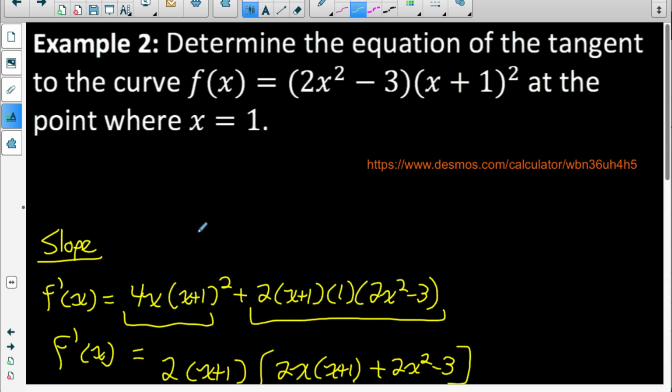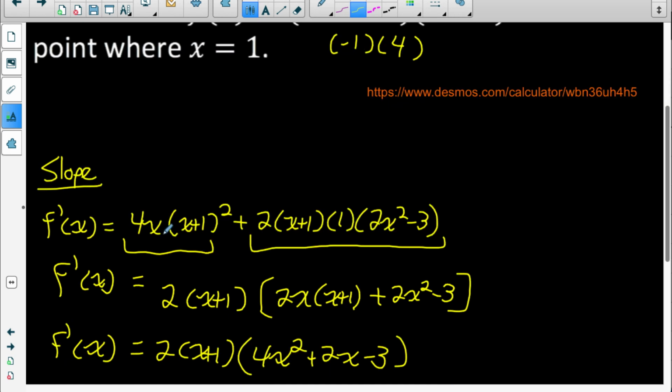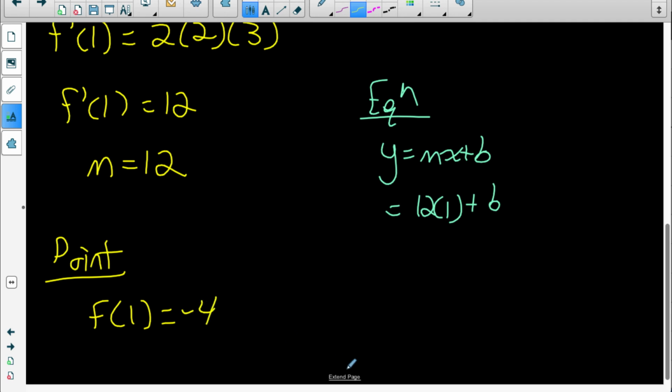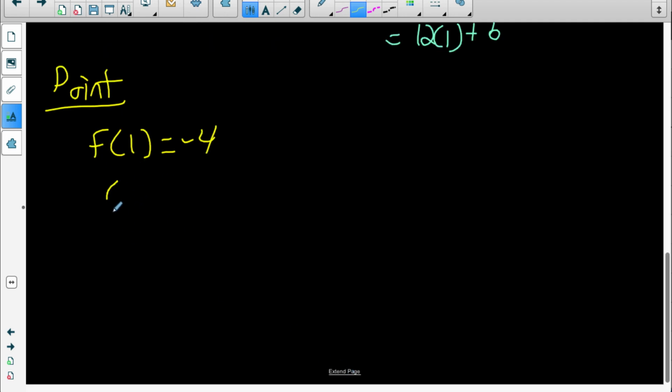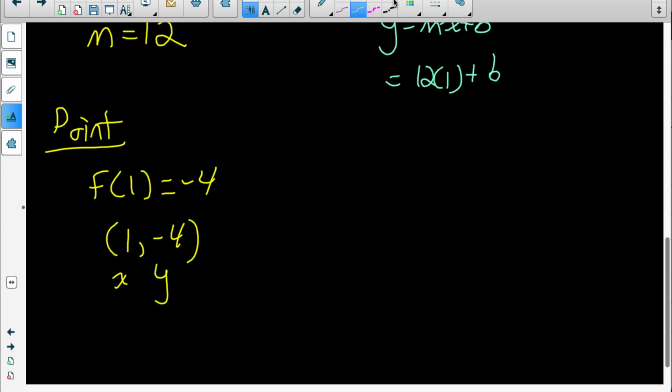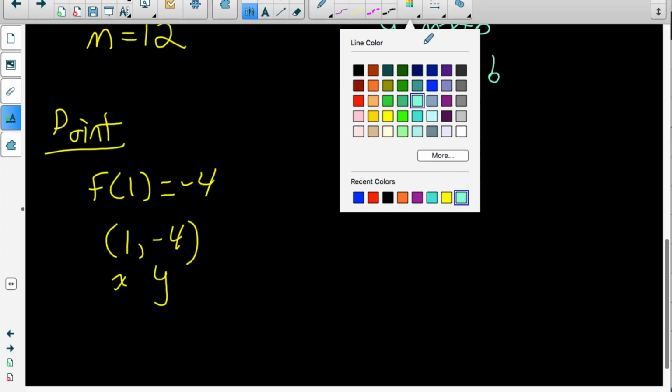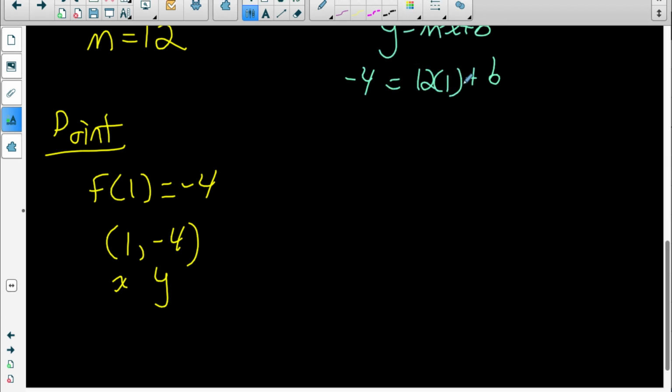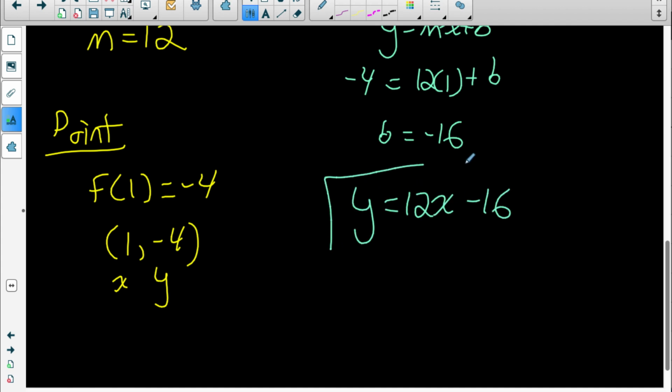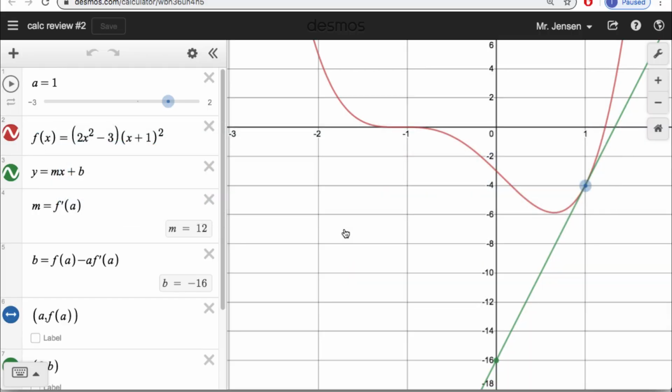So f at 1 of this original function here. So that would give me negative 1 times 4, so negative 4. So f at 1 is negative 4. So the point on the tangent line, which is also on the original function, is the point (1, negative 4). There's our (x, y). So over here, when I'm finding the equation of the tangent, now I can just plug in negative 4 for y, solve for b, I get negative 16, which means the equation of the tangent is y equals 12x minus 16. And let's make sure that matches up with what we had on Desmos here. Yep, slope of 12, there's the slope, and y-intercept of negative 16, so there's the tangent line.